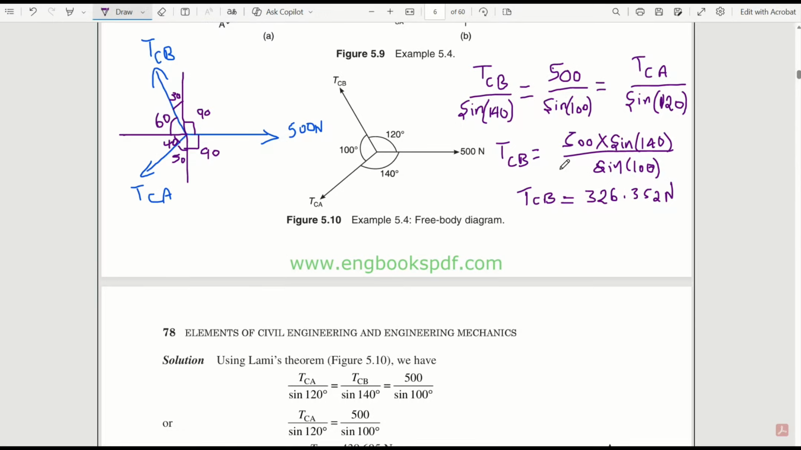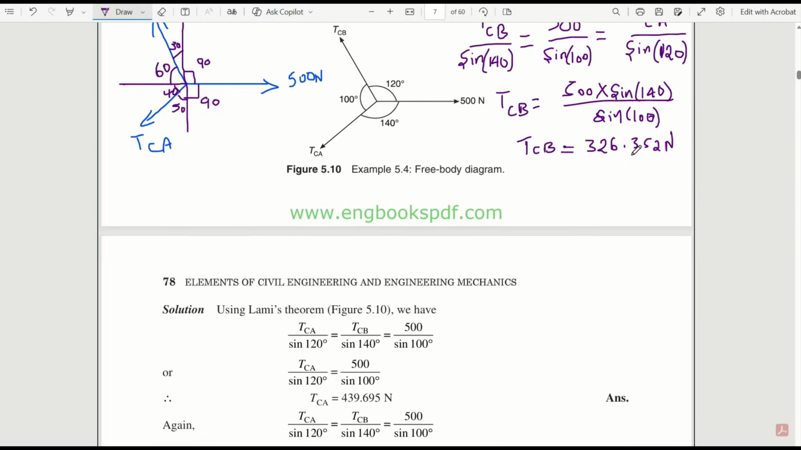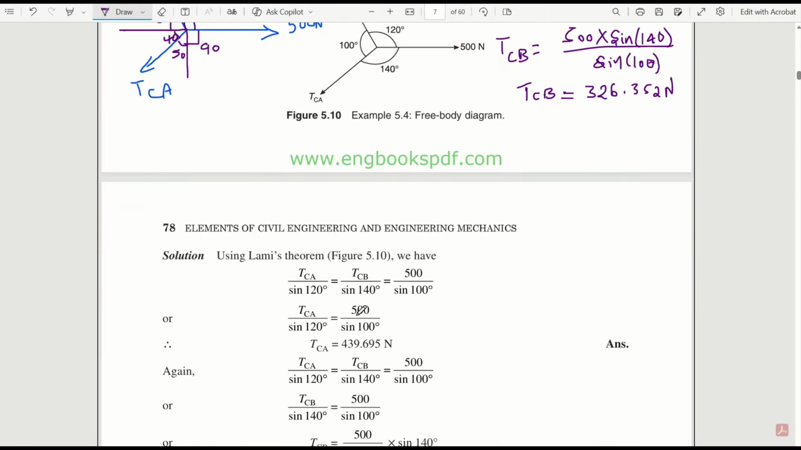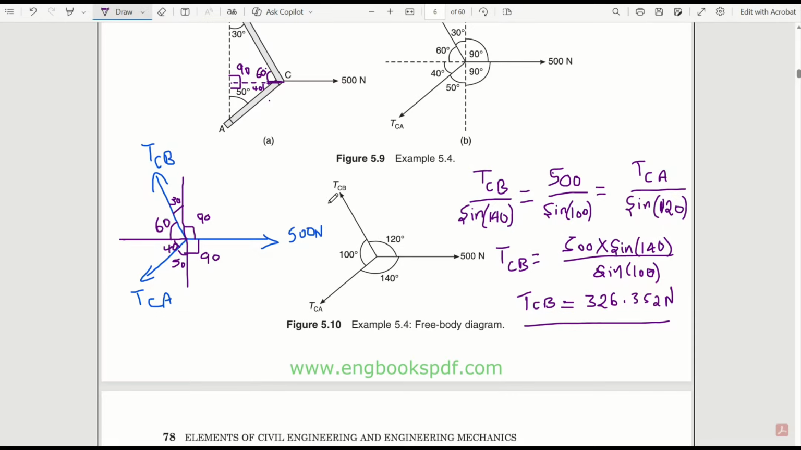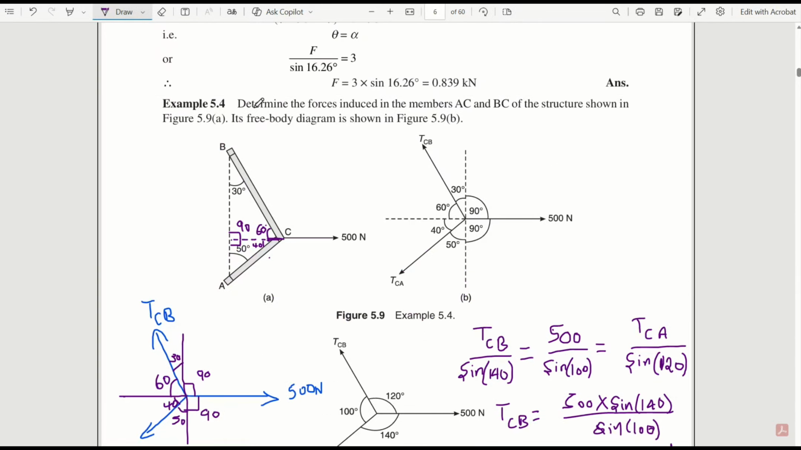Do it in the calculator. Similarly, you have to calculate TCA: 500 by sine 100 is equal to TCA divided by sine 120. Keep this and get the value of TCA. So TCB is found out and TCA will be found out. These two are required for the identification of forces in these two members, which is what is asked in the question. If you determine those two, you will answer this question very well.